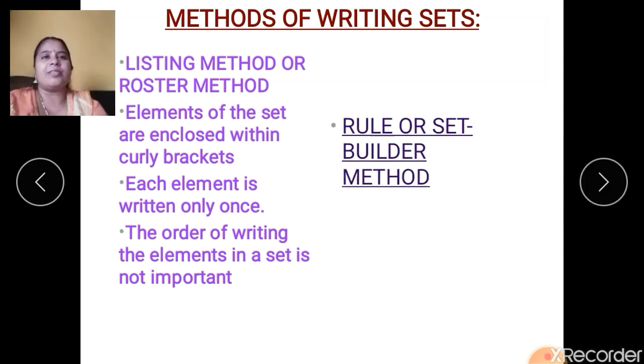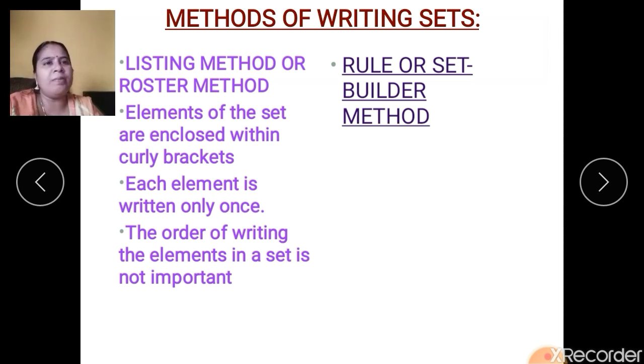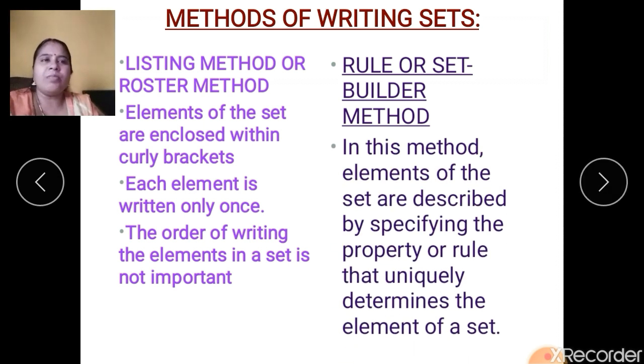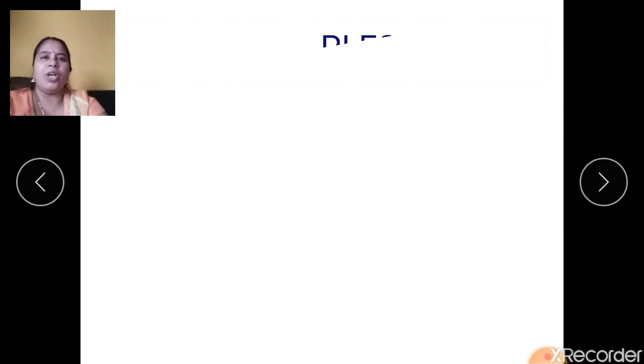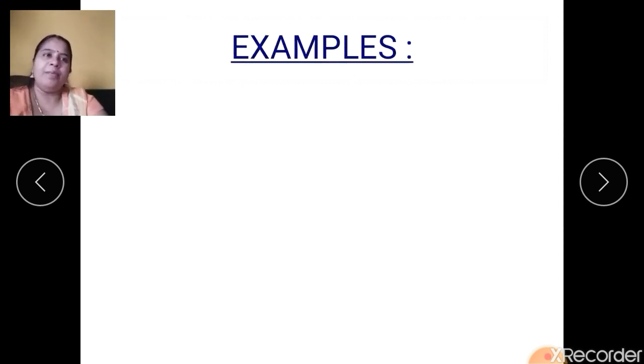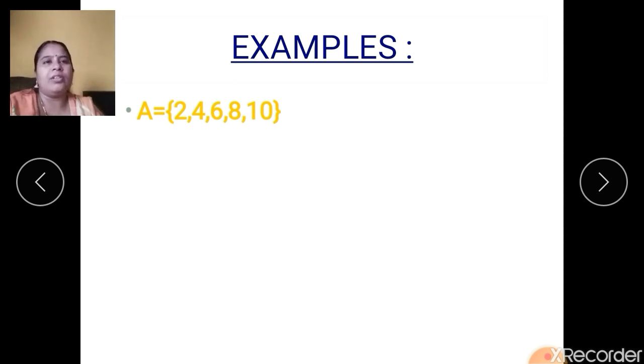Okay. Next is the rule method or set builder method. Now what is this? This is a little tricky to understand. You have to define it as: in this method, elements of the set are described by specifying the property or rule that uniquely determines the elements of the set. Okay, I'll explain this with the help of an example. So now, examples of both types. The first example is A is equal to 2, 4, 6, 8, 10. Now this is written in the listing method. I want you to understand how it can be written in set builder method.